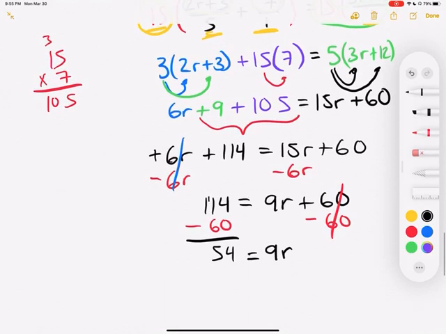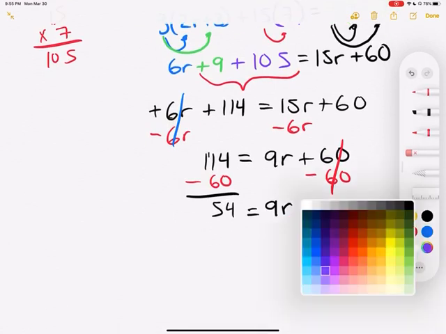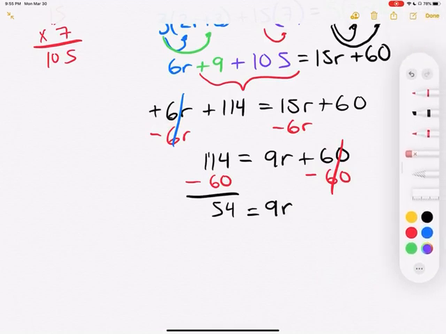At this point, I don't have any more additions and subtractions. So the last thing to do is get rid of the multiplication that's right next to the r. So this is a multiplying 9. I have to do the opposite operation. So what I have to do is divide. Opposite operation for multiplication, it's division of 9. We are dividing by 9. So you divide by 9 both sides.